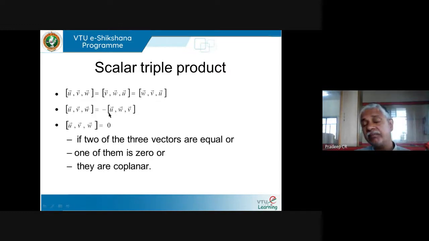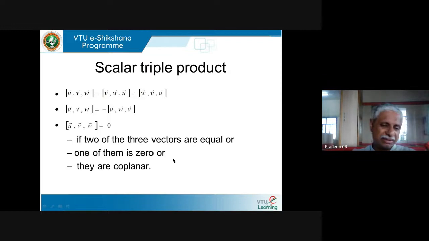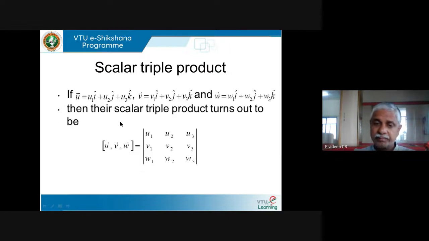All these you can see from the definition of the determinant, or directly from the definition, u cross v dot w, use those definitions and see. And this I already told you, the scalar triple product is zero if two of the three vectors are equal, or one of them is zero, or they are coplanar. Normally we don't bother about the first two. The last one is what is important: if they are coplanar, then their scalar triple product is zero. Coplanar means all three vectors are in the same plane.